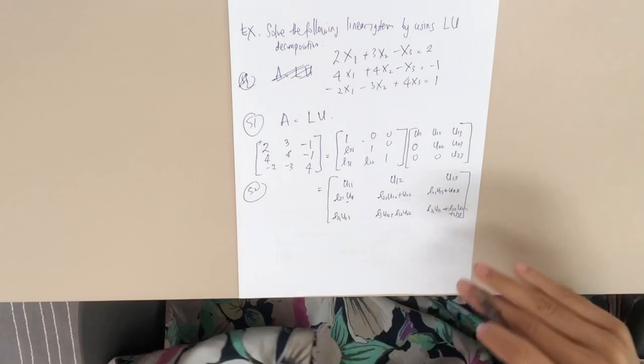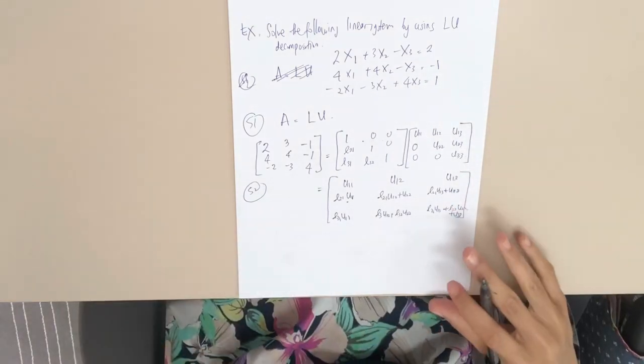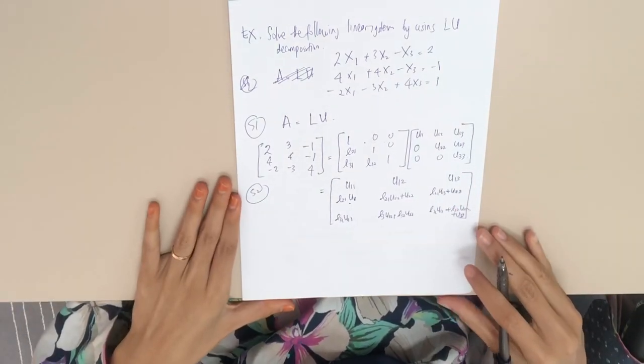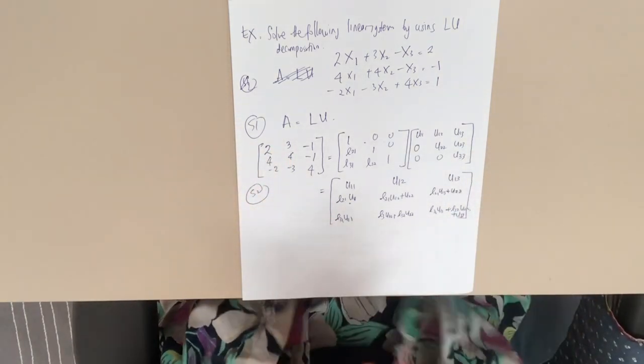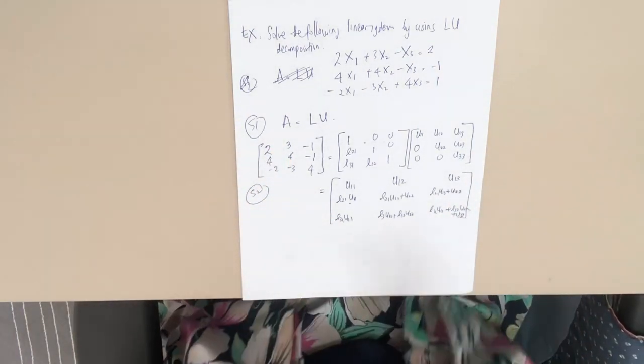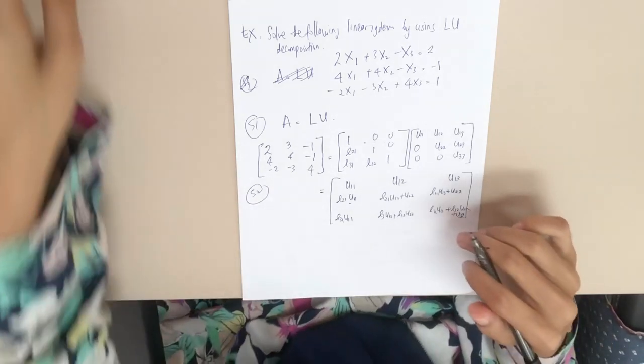Okay, so you can check. You can refer to the slides if you want. So this is the matrix of LU. LU means after you multiply matrix L and U, you should get this one.